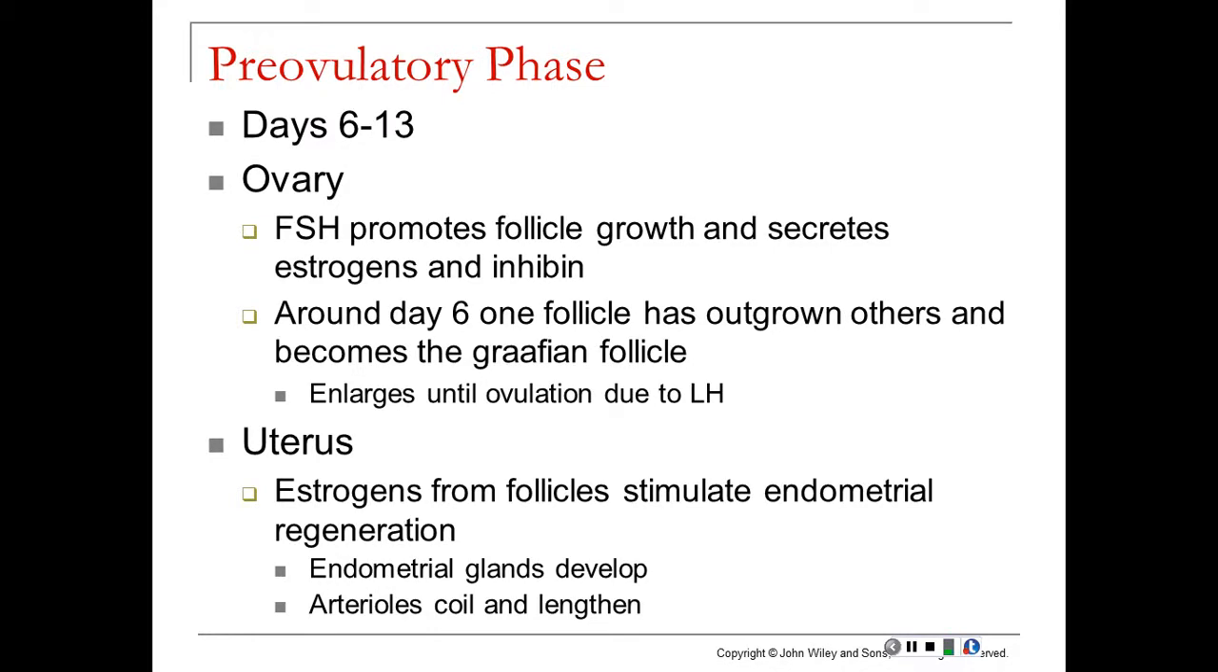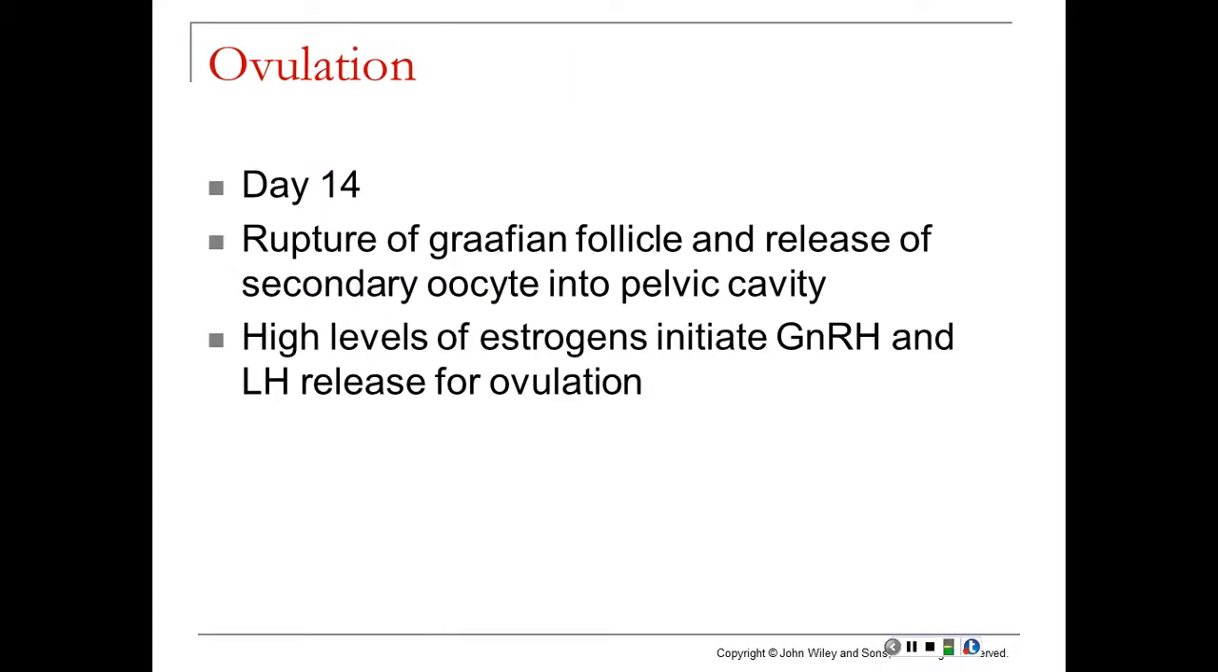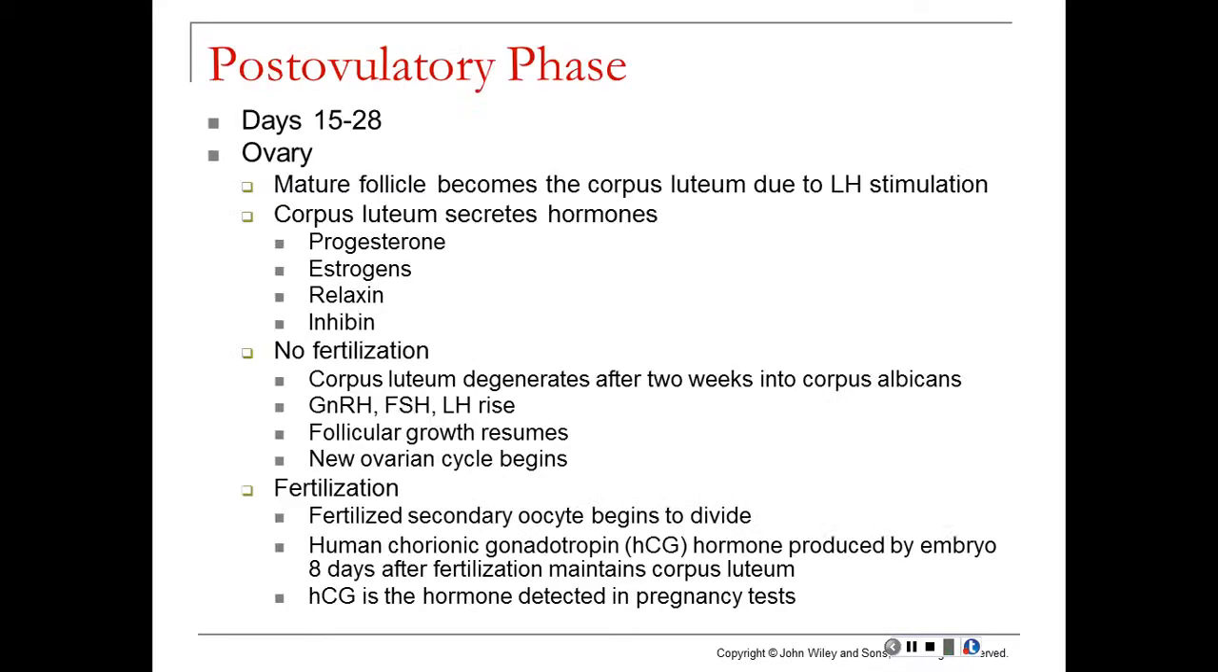It's going to enlarge because LH, luteinizing hormone, is now being released. In the uterus itself, those endometrial glands are beginning to develop. The arterioles are going to begin to lengthen, regenerating that endometrial lining. Day 14 is ovulation. That Graafian follicle ruptures, releasing that oocyte into the pelvic cavity, into the uterine tube. At this point, you have high levels of estrogen, initiating gonadotropin-releasing hormone and luteinizing hormone for the release of ovulation.